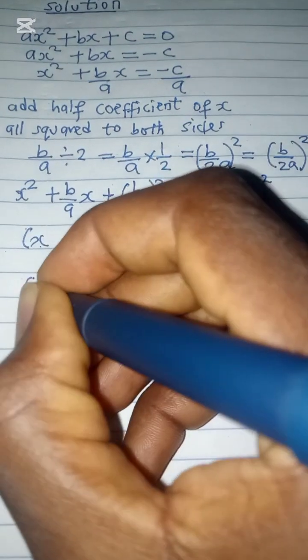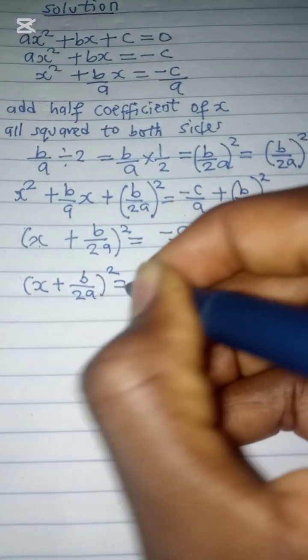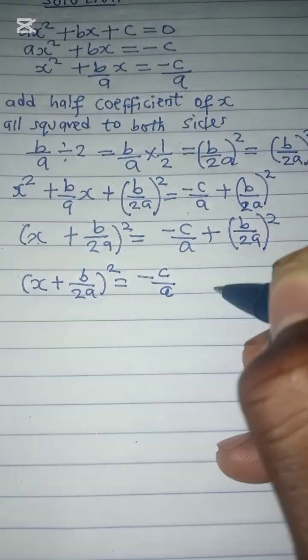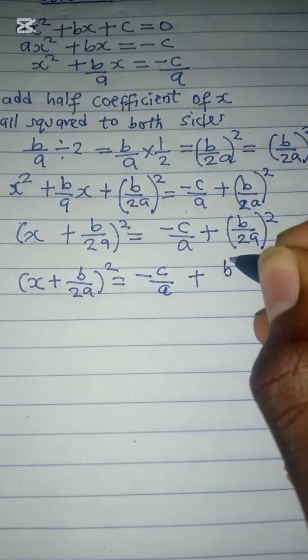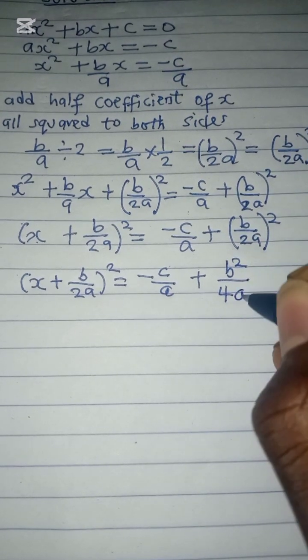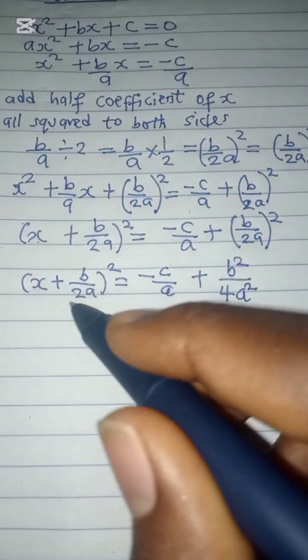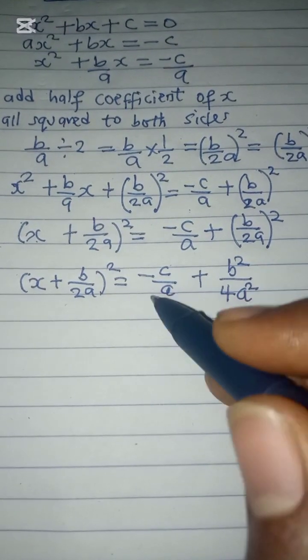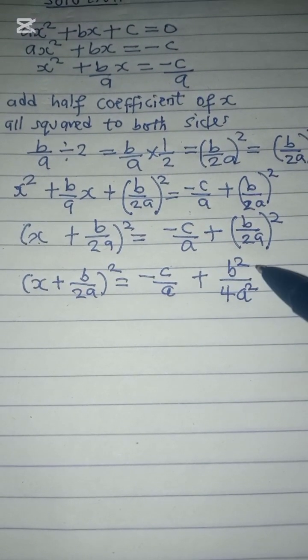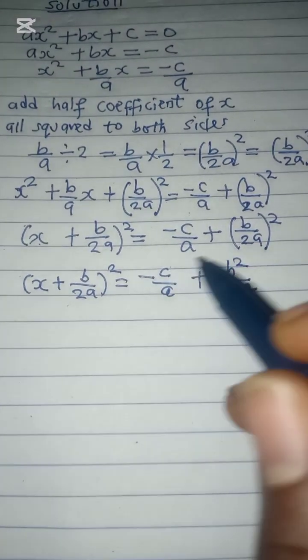Then we have x plus b all over 2a all squared is equal to negative c over a plus b squared over 2 squared, which is 4, and a squared is a squared. So we have x plus b all over 2a squared is equal to negative c over a plus b squared over 4a squared. Then the next thing we do is to add these fractions together.